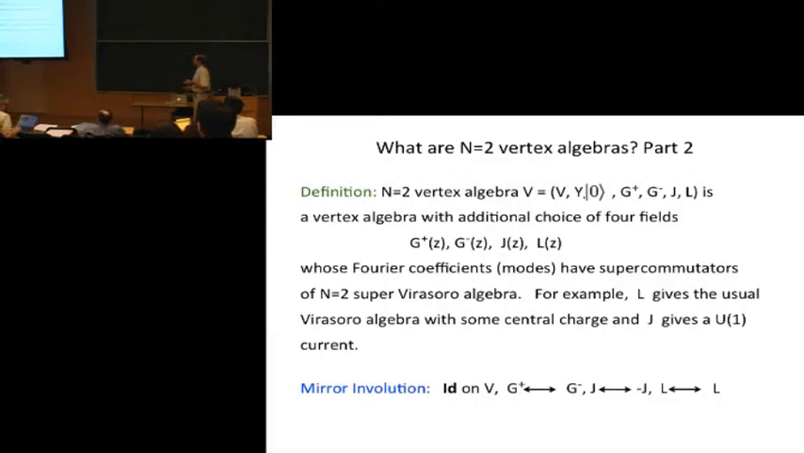Nothing terribly tricky. What's important is this n equals 2 vertex algebra has a very natural mirror involution. It's an identity on the vertex algebra, and it just flips the extra structure. G plus goes to G minus, J changes sign, and the Virasoro stays the same.